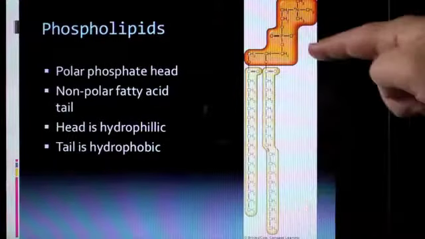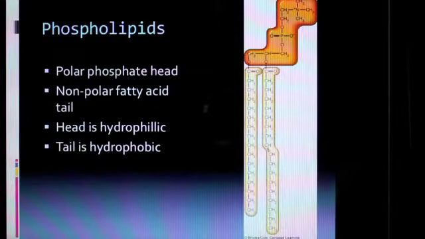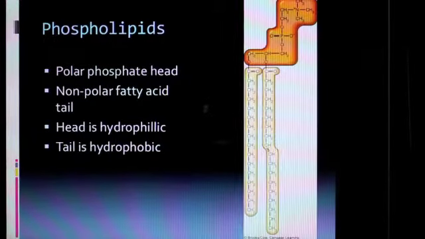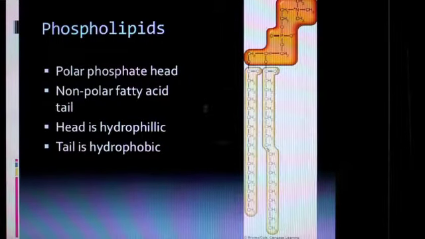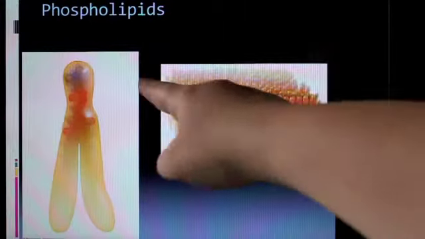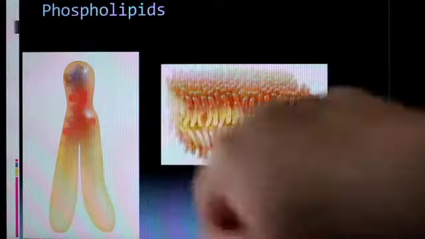The tail is made out of fat. The tail is very hydrophobic. So you're going to have one end of this thing that likes water and one end that doesn't like water. And that's how you get the cell membranes. So here's the part that likes water, here's the part that doesn't like water.